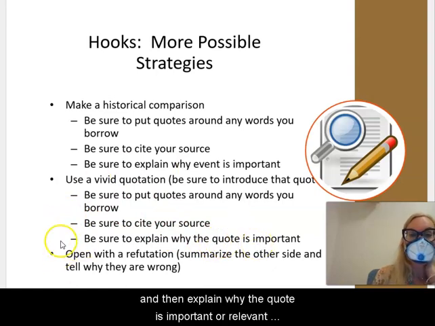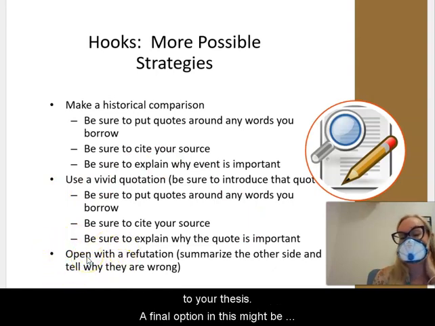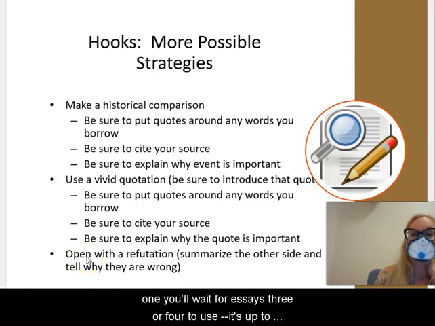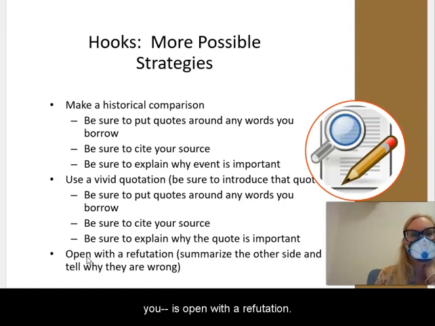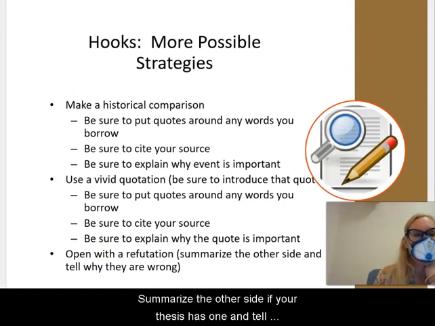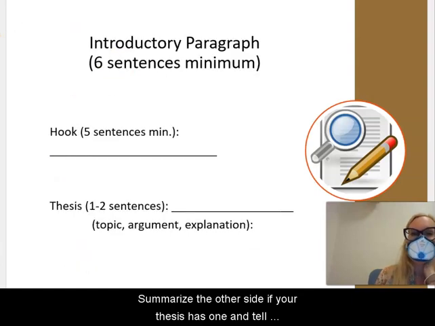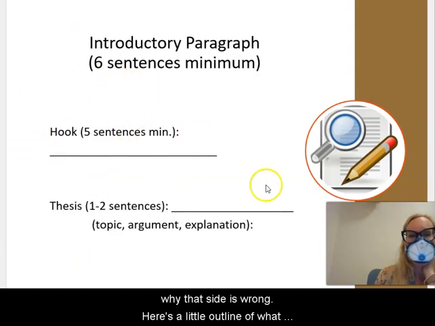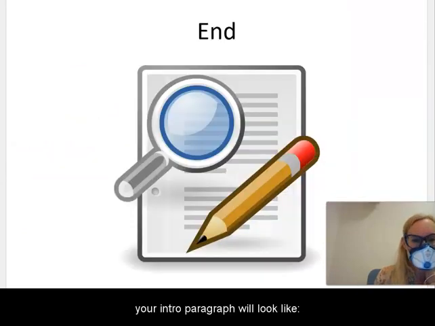A final option, and this might be one you wait for essays 3 or 4 to use, it's up to you, is to open with a refutation. Summarize the other side, if your thesis has one, and tell why that side is wrong. Here's a little outline of what your intro paragraph will look like. It'll have a hook and a thesis. That's the end of this lecture.